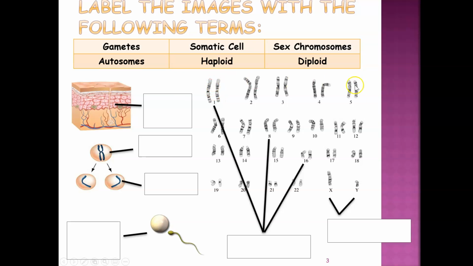And all of this over here is called a karyotype. It's a photograph of a human set of chromosomes, and each of these where you have the numbers, these are all autosomes. They're all called autosomes because they are the regular chromosomes, and then these right here, X and Y, are known as the sex chromosomes. Okay, so somatic cell, diploid, haploid, gametes, autosomes, and then finally sex chromosomes.